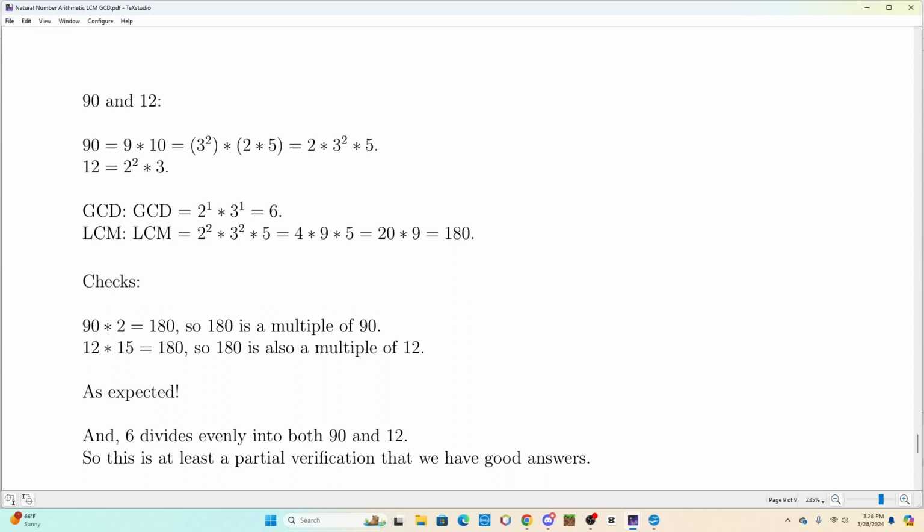As a partial check of our work, we can verify that 180 is a multiple of both 90 and 12, and that 6 divides evenly into both 90 and 12.